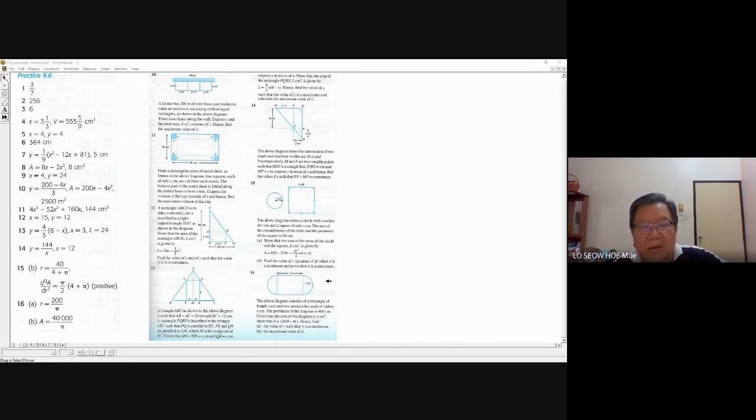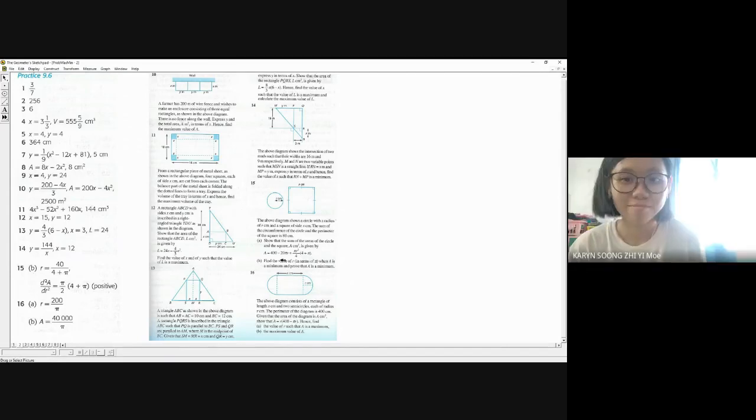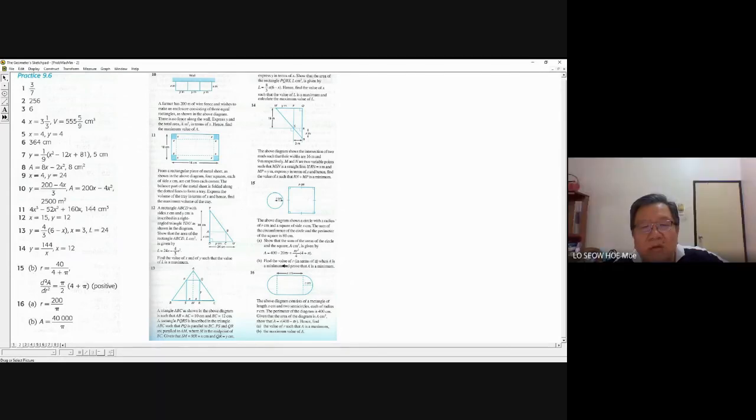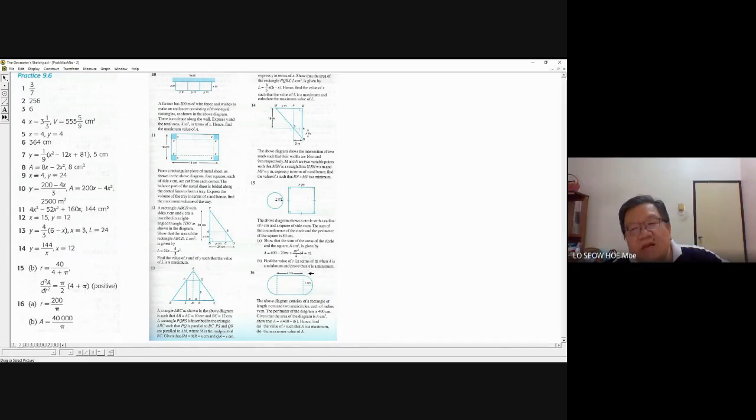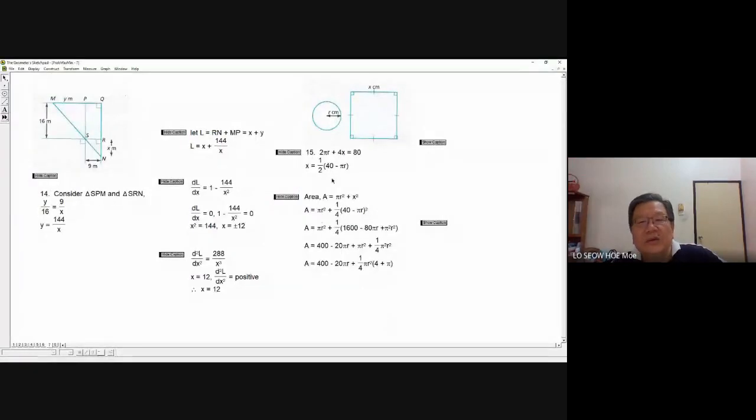Okay, right. So you need to find the value of R. Do you need to find the value of A? No need. But you need to prove that this R will give rise to a minimum value of A. Okay, right. So go back to our question here.